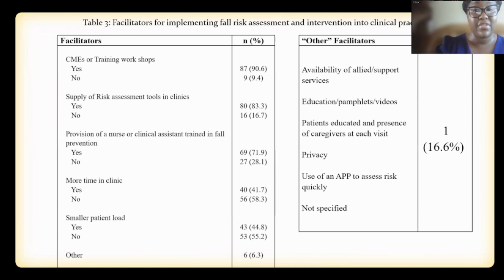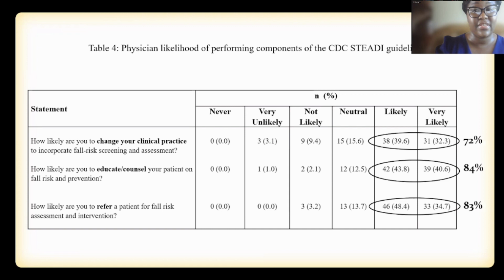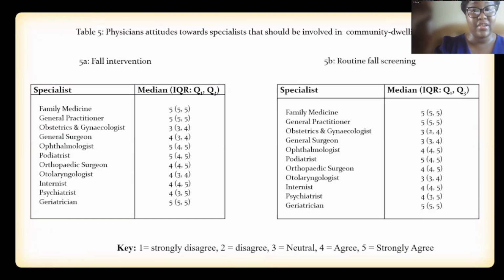Participants selected their perceived facilitators, where CMEs or training workshops dominated at 91%, followed by supply of assessment tools in clinic, and only 6% suggested other facilitators, which are listed here. Concerning conducting fall screening, educating patients, and referrals, on a scale of never to very likely, at least 72% were at least likely to change their clinical practice to incorporate evidence-based fall prevention recommendations. Participants indicated their extent of agreement regarding which specialists should be involved in fall interventions and routine screening.